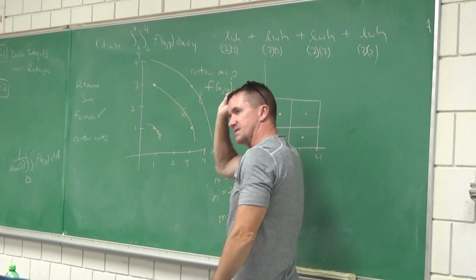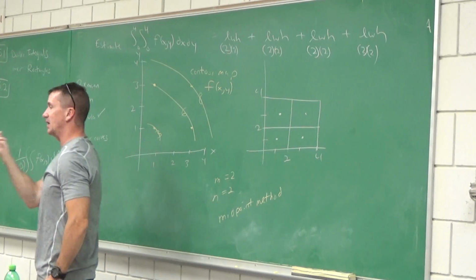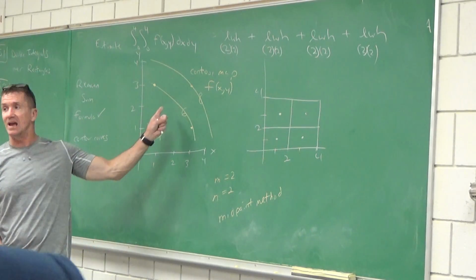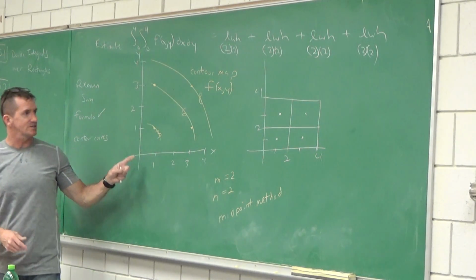How do you get the heights this time? Last time you plugged it into a math formula. Now all you have is this. So how are you going to estimate the height right there?